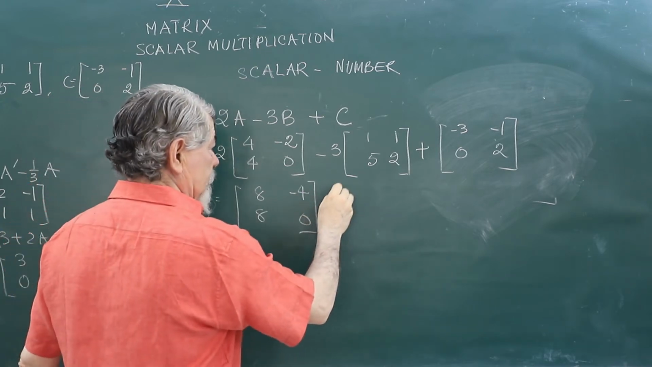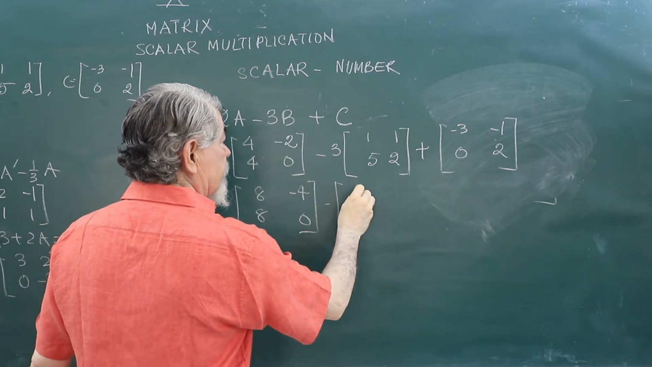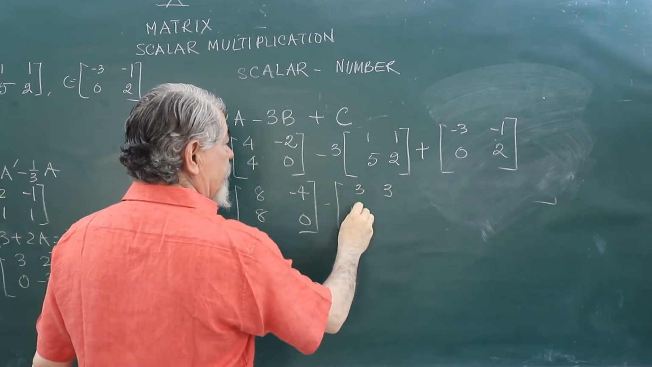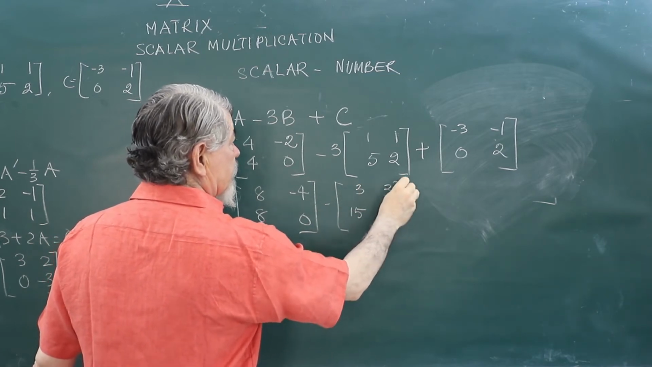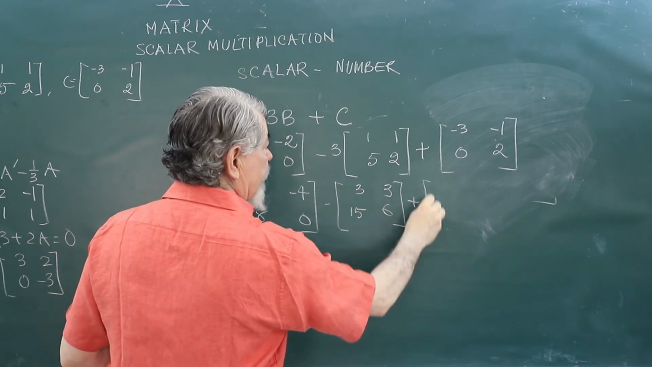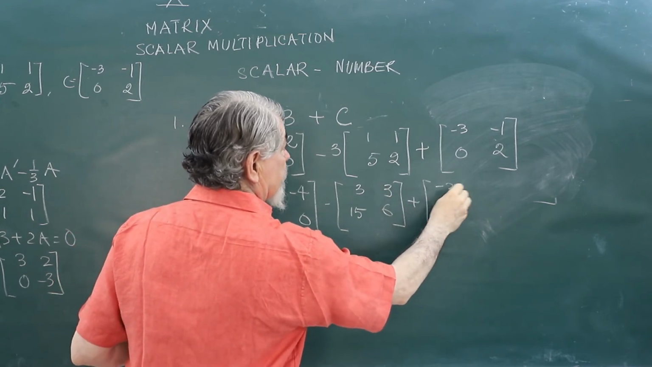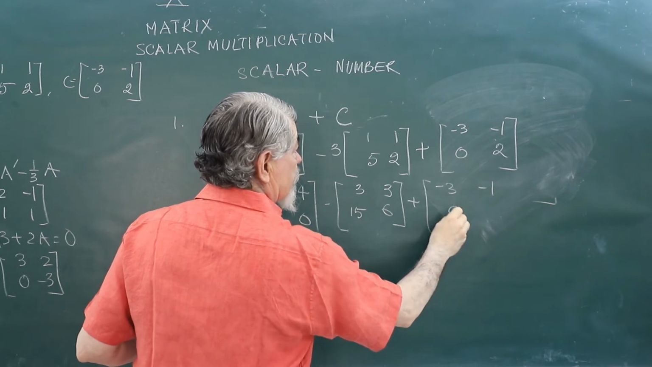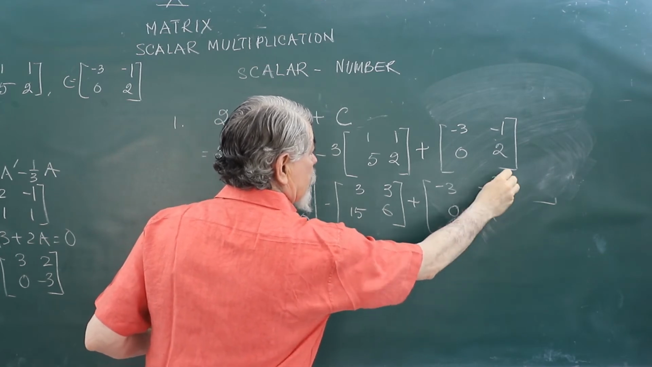Minus 3 1s are 3, 3 1s are 3, 3 5s are 15, 3 2s are 6. And this is not multiplied by anything, so it will remain as it is. Minus 3, minus 1, 0 and 2.